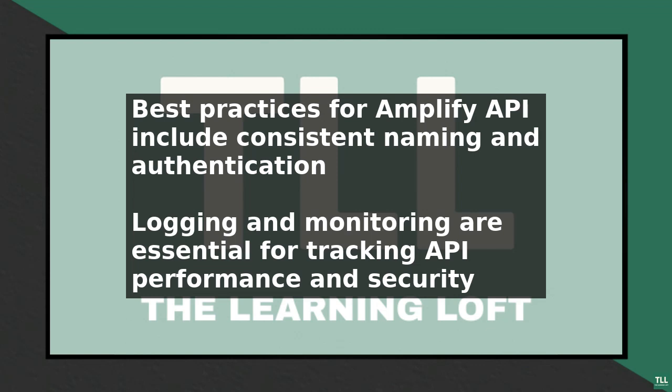Conclusion. The AWS Amplify API category provides a set of tools and services that can be used to build scalable and secure backend APIs for applications. By following the best practices outlined in this tutorial, you can create high-quality APIs that meet the needs of your application. With the AWS Amplify API category, you can focus on building your application without worrying about the underlying infrastructure.